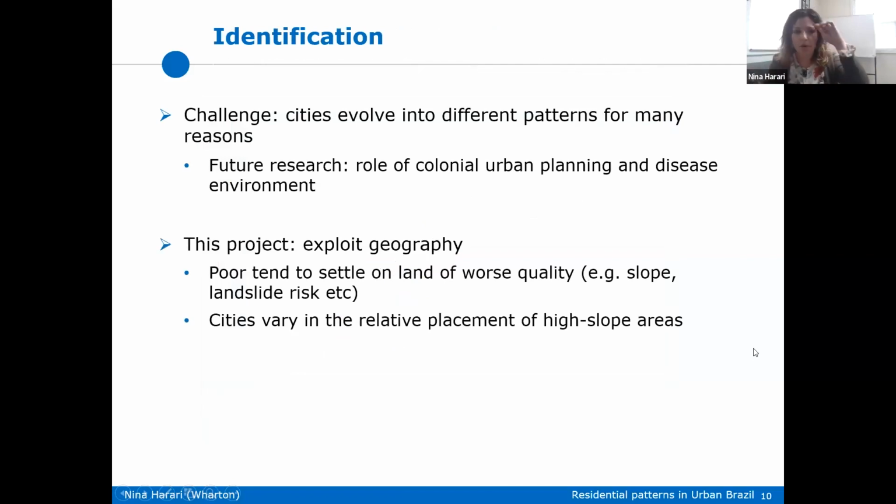So what is next for this project is to be able to bring in some outcomes and say something causal. For that, there's an identification challenge associated with this question, that cities evolve into the Rio versus the Sao Paulo pattern for very different reasons. And a side project will examine the role of colonial urban planning and the disease environment in explaining why cities ended up configured in one way or the other. But for the purposes of this project, what I'm going to do next is exploit geography and the fact that poor households tend to settle on land of worse quality as measured, for example, by slope.